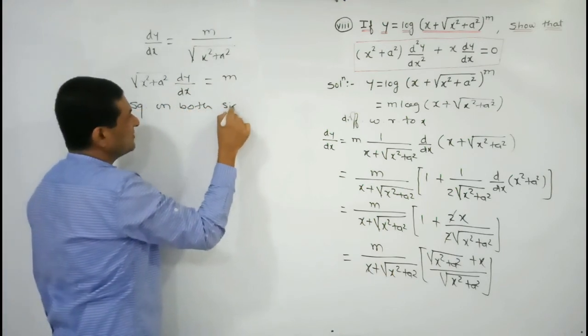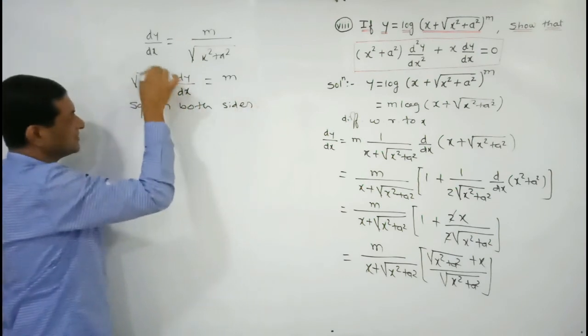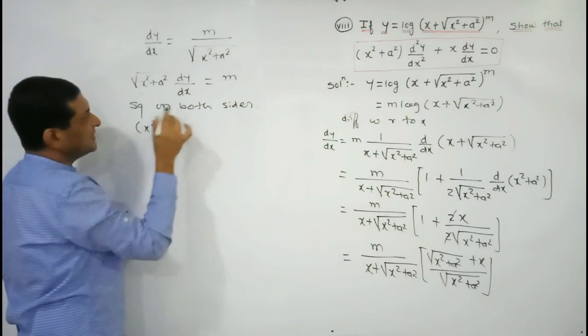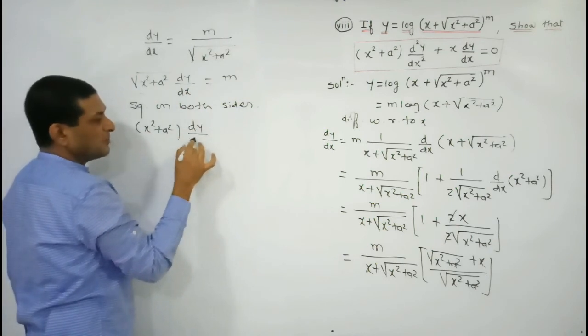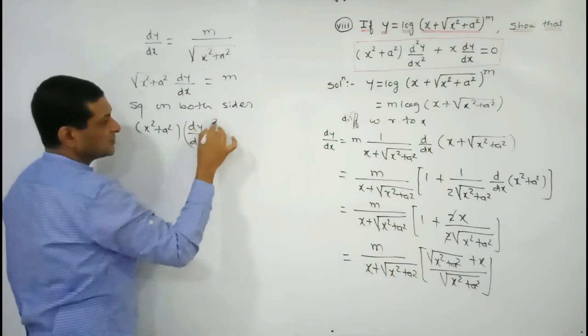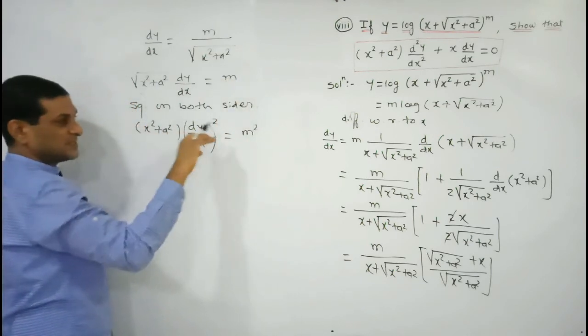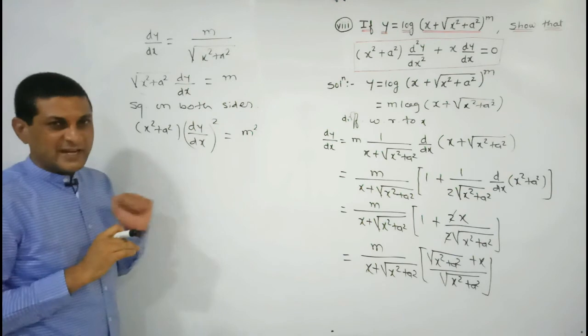So if you are squaring both sides, on the left hand side the root will get eliminated and we will get x square plus a square, and the square of dy by dx will be equal to (dy by dx) whole bracket square, and on this side we will get m square. This result we have obtained by simply squaring both sides.